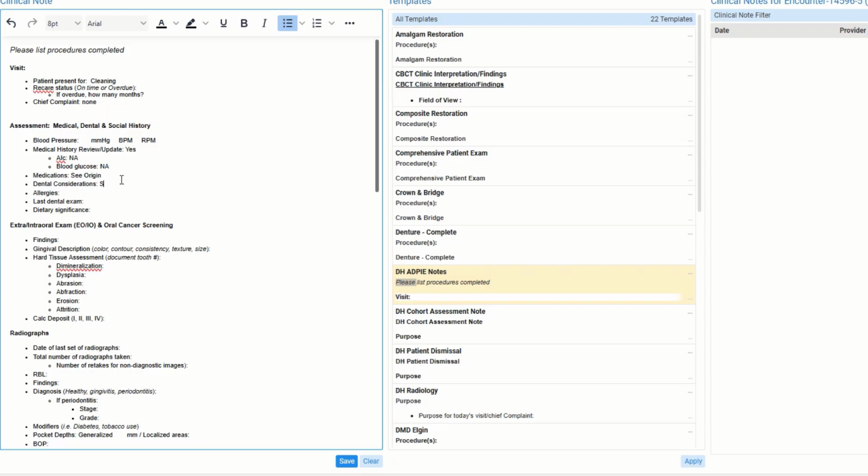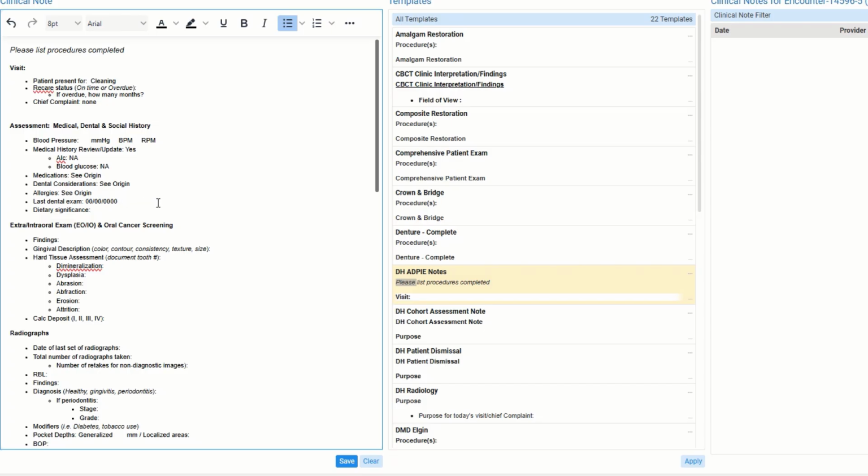Same thing with dental considerations. This helps a little bit with the redundancy, but we have to have it in the notes that we reviewed it. Same with allergies. We can say see origin. Last dental exam, maybe the patient knows, maybe they don't know. If they don't know, you can just write unknown. If we do know, you can go ahead and put the year in. Yeah, well, the whole date, hopefully.